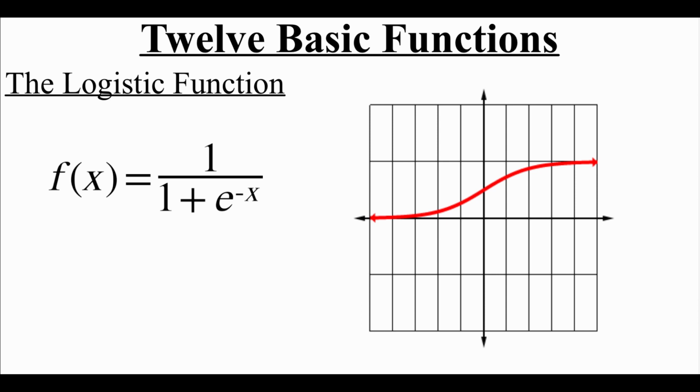Our last function that we've got is the logistic function. So we've got the function f of x equals 1 over 1 plus e to the negative x. This graph actually has two horizontal asymptotes. It's got a horizontal asymptote at y equals 1 and also at y equals 0. Logistic models get used a lot when you're talking about things in biology and also in business.